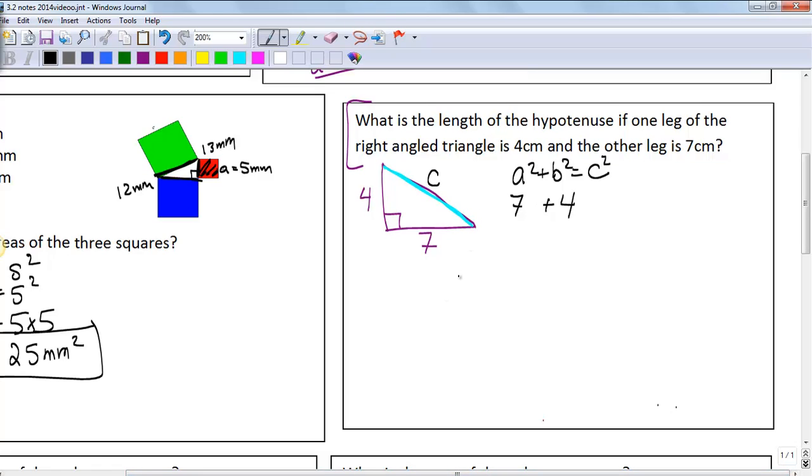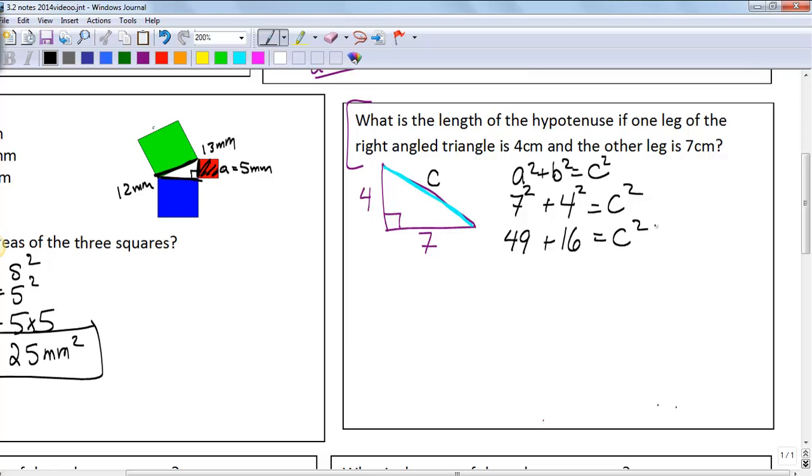It's not the side length. 7 plus 4 isn't going to get me the length of C. It's the area of 7 and the area of 4. So 7 squared plus 4 squared is c squared. Okay, so 7 squared, 7 times 7 is 49. All right, 4 squared, 16. That's going to give me c squared.